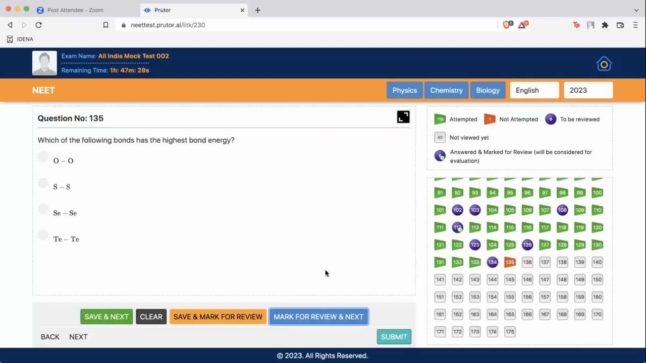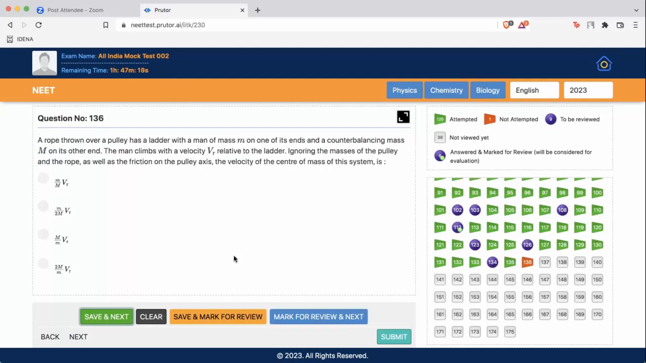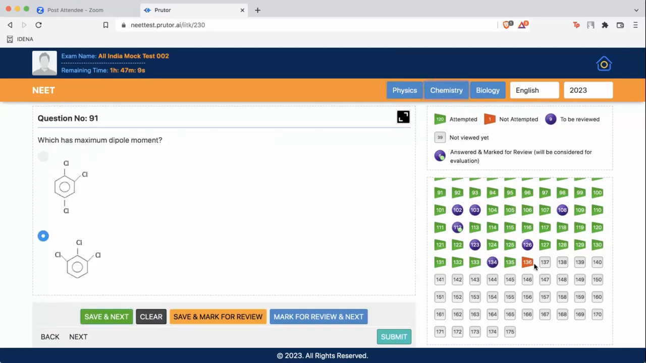Which of the following bonds has the highest bond energy? This one, O-O will be the highest. Okay, I guess this is all your physics. In physics there are 50 questions, no, 40 questions, give or take. Okay, so we have enough time for physics. I just want to review some questions here.